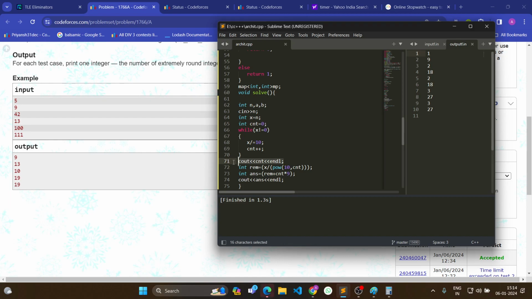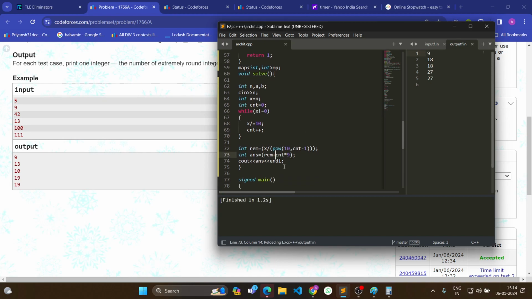100, not 100, minus 1. The answer is this. Again, the answer is, okay, sorry, n. Answer is this, right?